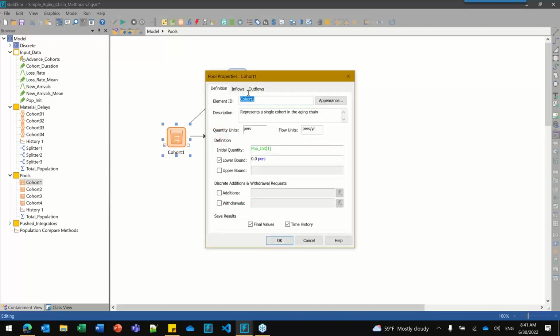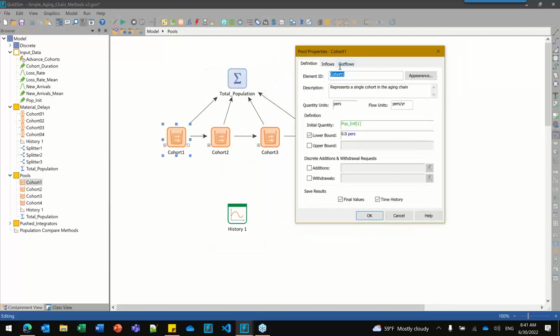So let's look at cohort 1. So cohort 1 is a pool, and we define it with, we're going to be working with flows again, by the way, an initial quantity, that same input, which is a data array, looking at the first row of that array, using the 1 right there. And then we go to the inflows and outflows.